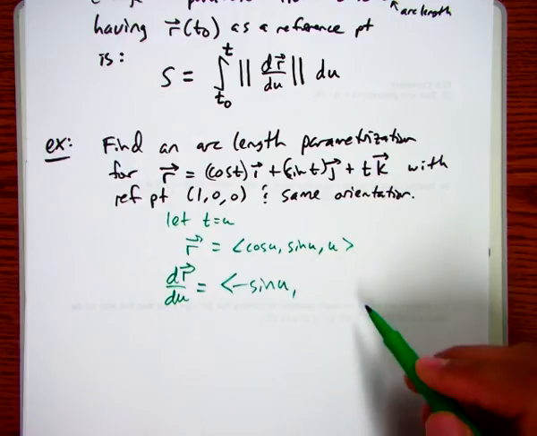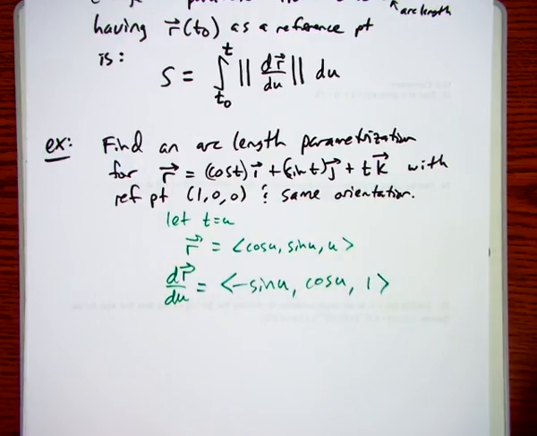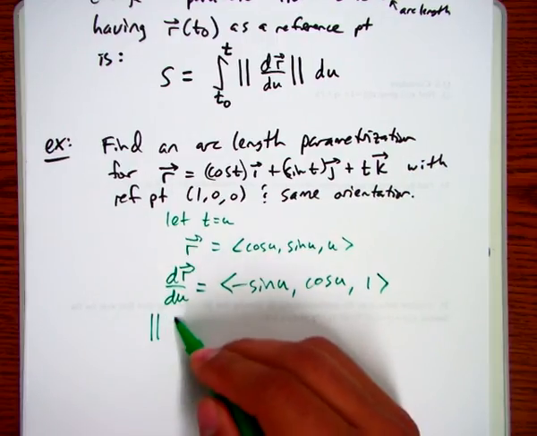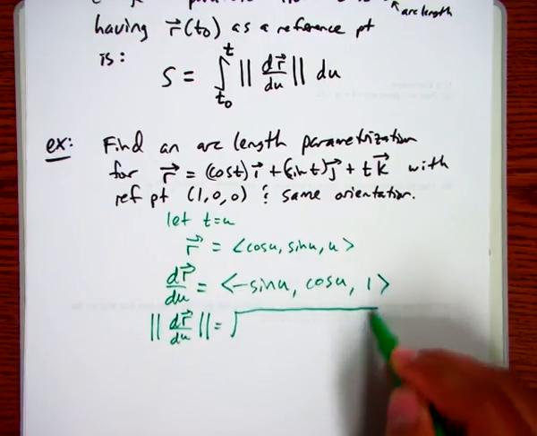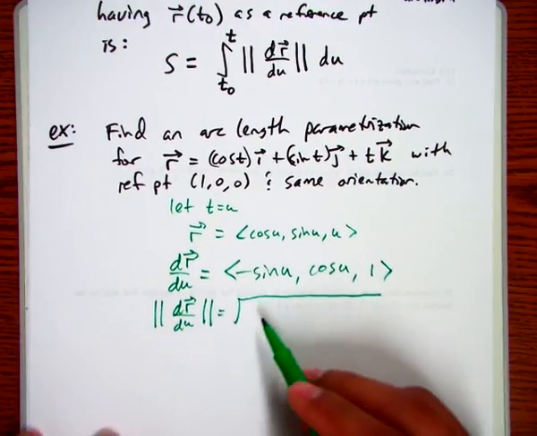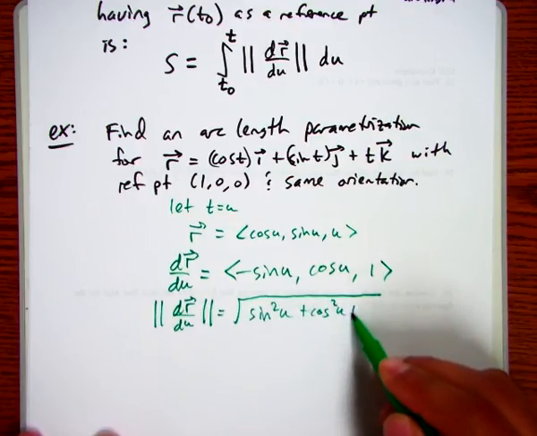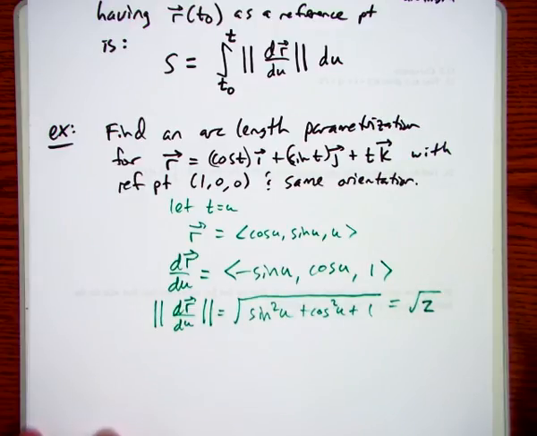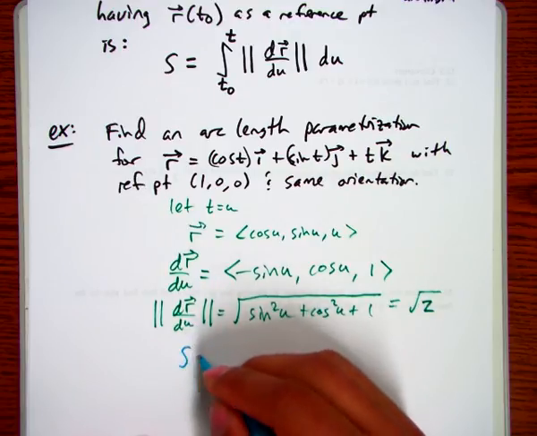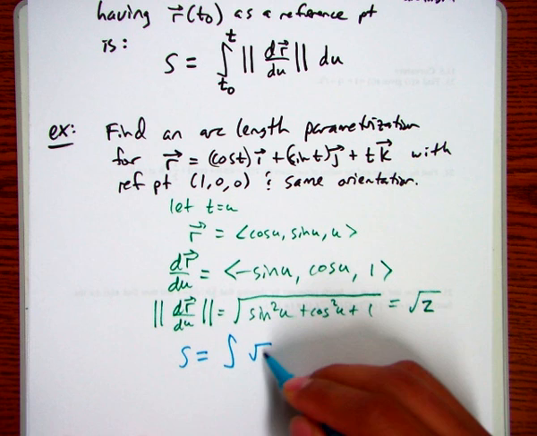Yes. And let's see, what else do we need? We need the magnitude. So let's go ahead and find that. Magnitude would be square root of sine squared u plus cosine squared u plus 1. So in other words, that's the same as root 2. Okay, so now here's where we put everything together. So that means the arc length will be the integral of root 2 du.